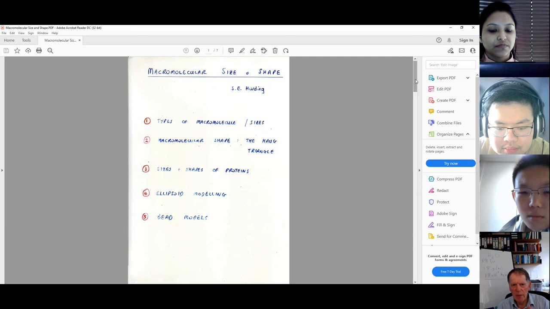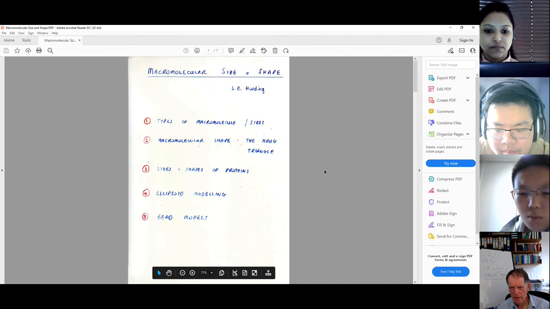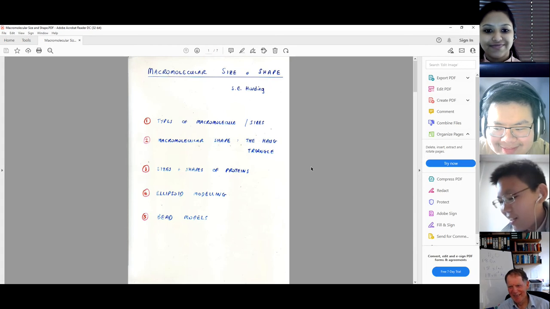Okay, we're still doing the basics, and some of this will be familiar, some of this won't be familiar. Who's heard of the Howe triangle before? Looks like nobody. Okay, that's a good thing.